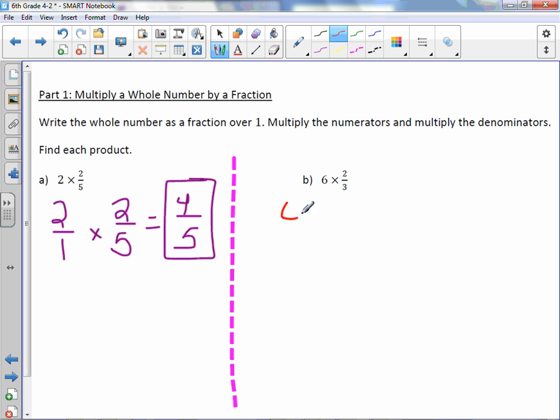Letter B. 6 over 1 times 2 over 3. Numerators, 6 times 2 is 12 over. Denominators, 1 times 3 is 3. And this actually divides out evenly, so I can just say 12 divided by 3, which is 4.